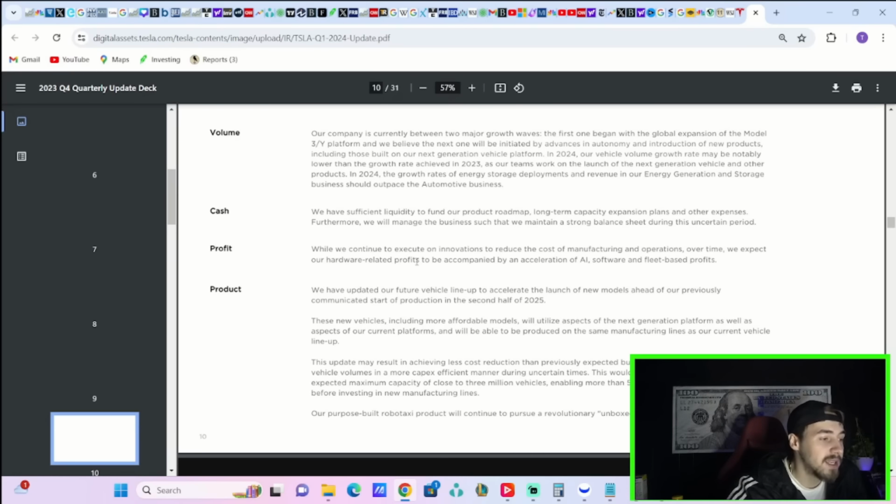As far as cash, Tesla says we have sufficient liquidity to fund our product roadmap, long-term capacity expansion plans, and other expenses. Furthermore, we will manage the business such that we maintain a strong balance sheet during this uncertain period. Profit. While we continue to execute on innovations to reduce the cost of manufacturing and operations over time, we expect our hardware-related profits to be accompanied by an acceleration of AI software and fleet-based profits.